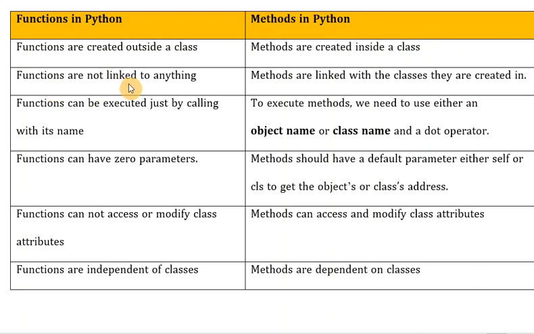Functions are not linked to anything. This is obviously because functions are outside the class, so they are not linked, but methods are linked. Why? Because they are always created inside the class. That is why it is linked.